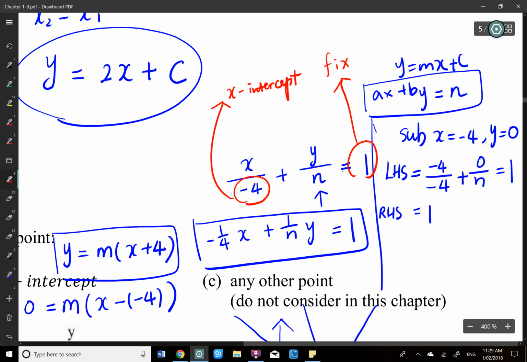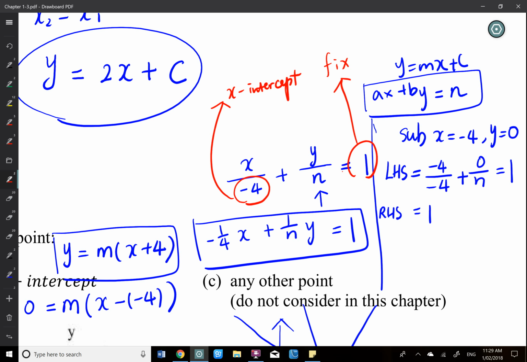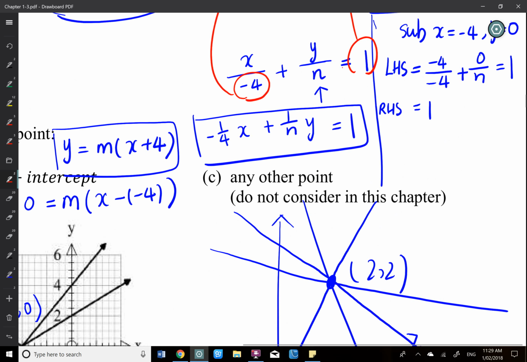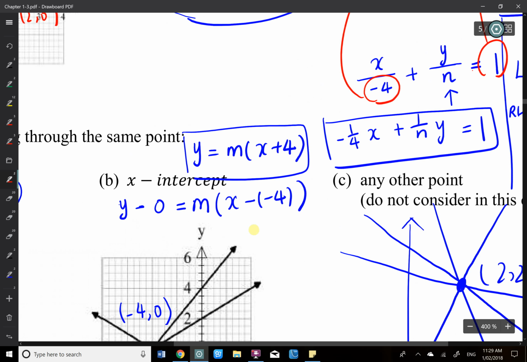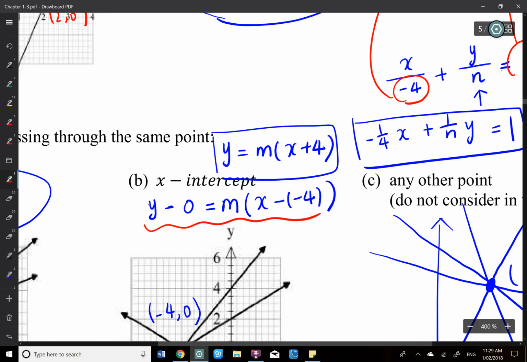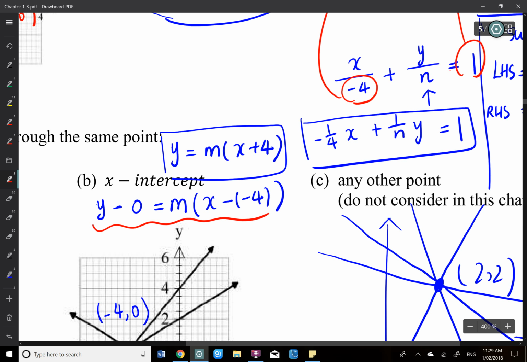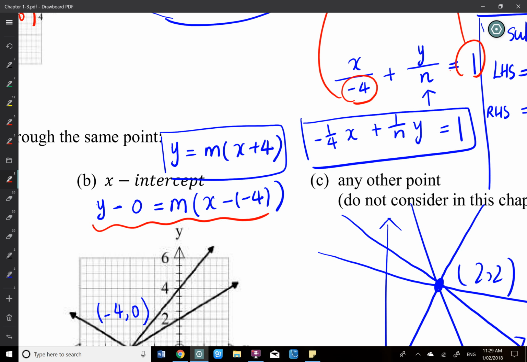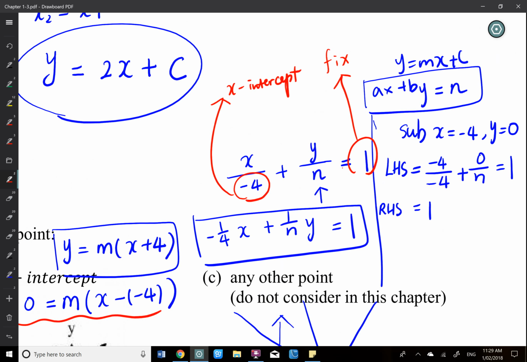Why is it a fixed value? Because if you sub in the x-intercept and divide by the x-intercept, you must have 1 on the right-hand side. That's why it's always 1 in this case. I don't really like this equation because it needs a lot of explanations. It's very straightforward using the m and x1, y1 formula. But the book gives us this so you better understand what it means.